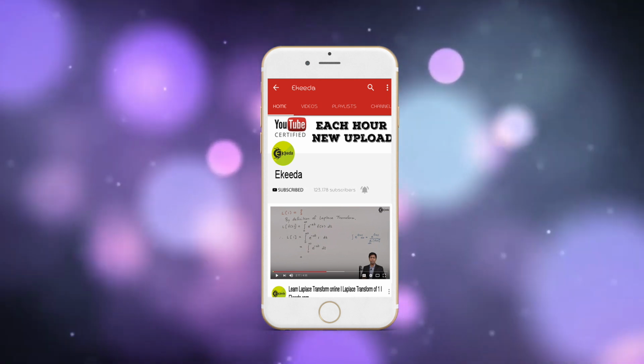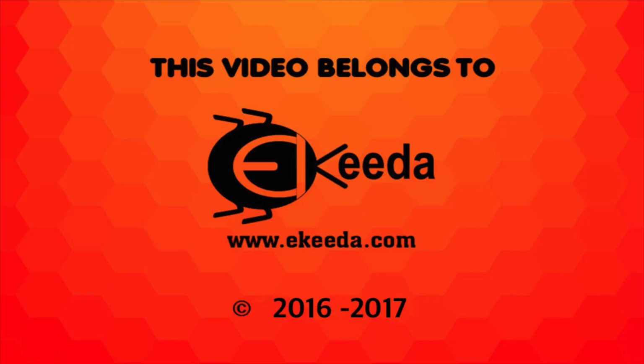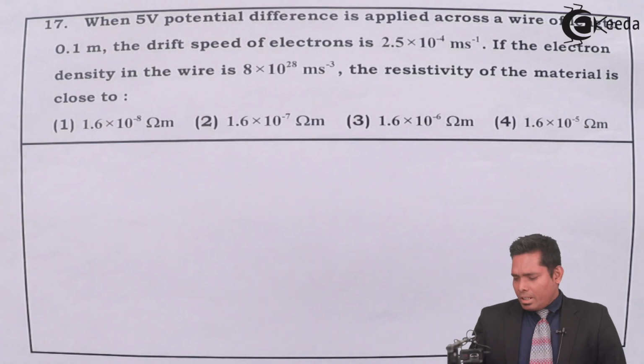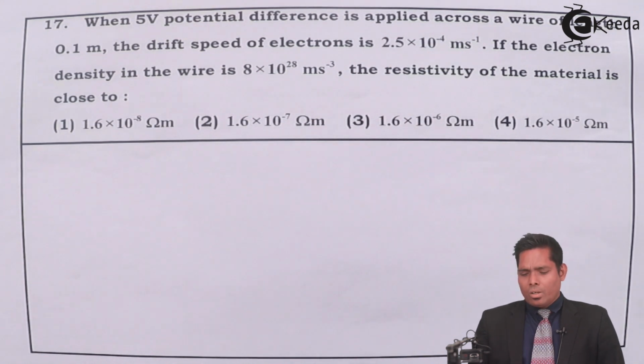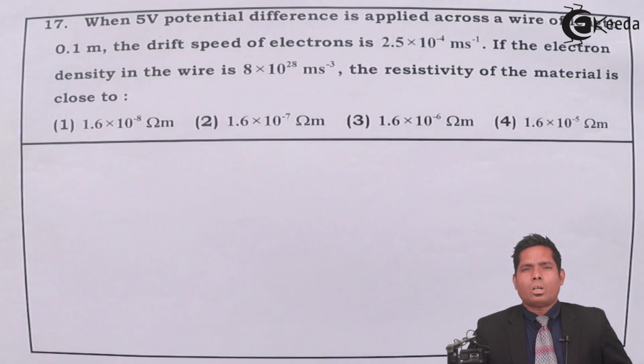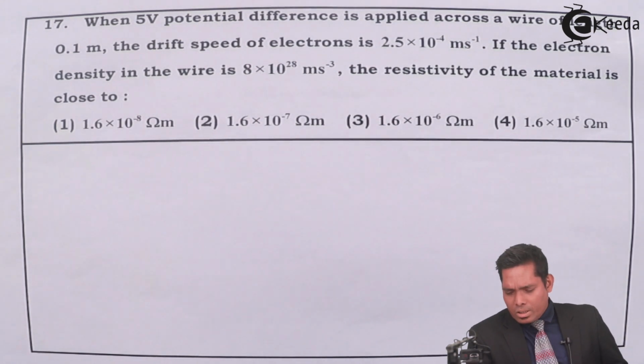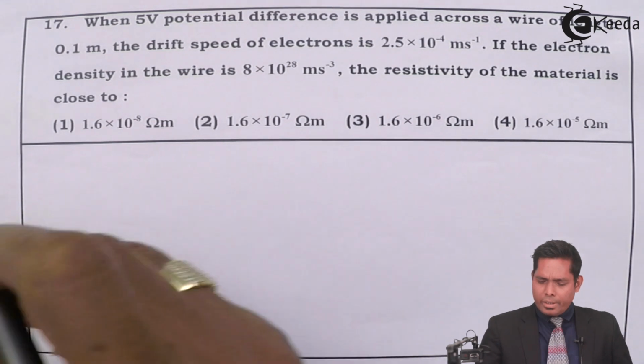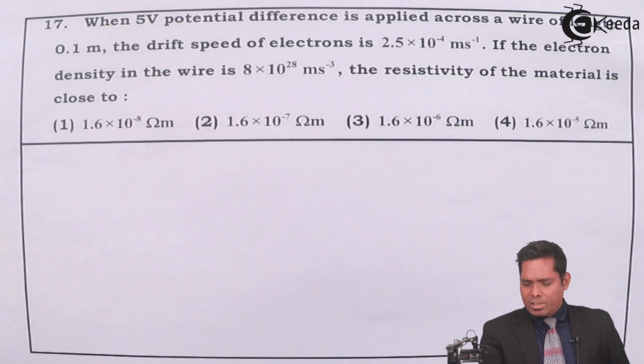Students, we'll discuss question number 17 of the 2015 JEE Mains Physics paper. So far we have discussed the other 16 questions. This is the 17th one. It is about current electricity.